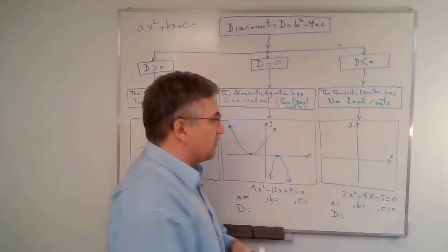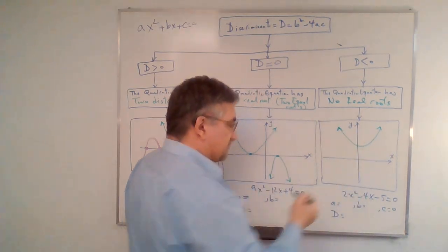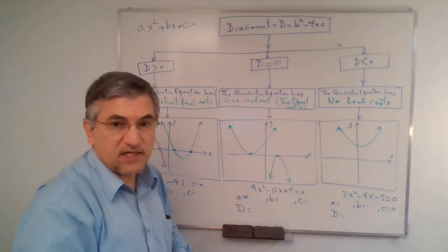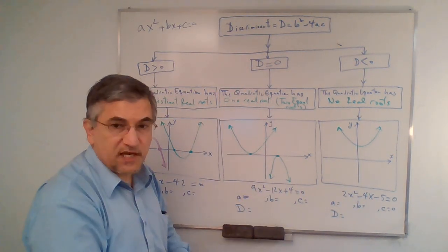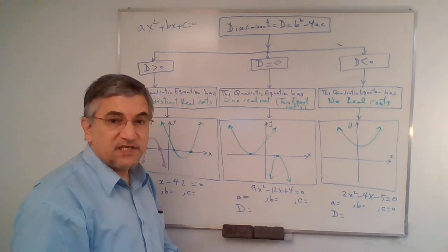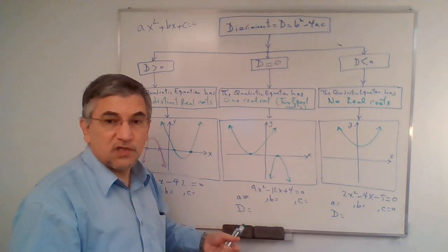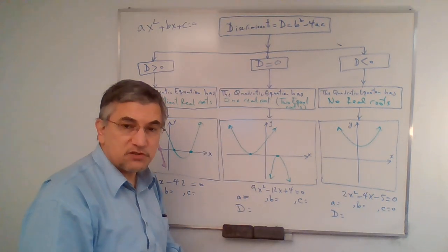And sometimes the parabola is way far from the x-axis. It doesn't even intersect the x-axis at all. It's completely above the x-axis. So when there is no point of intersection between the parabola and the x-axis, it means there are no x-intercepts, and as a result, there are no real roots for the corresponding quadratic equation.